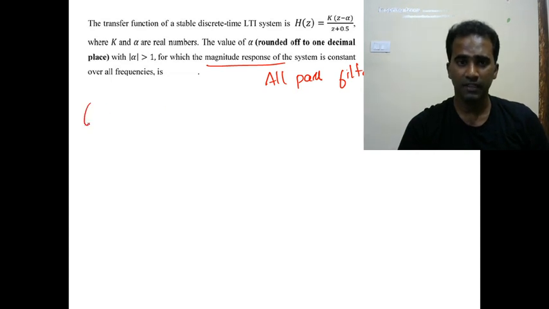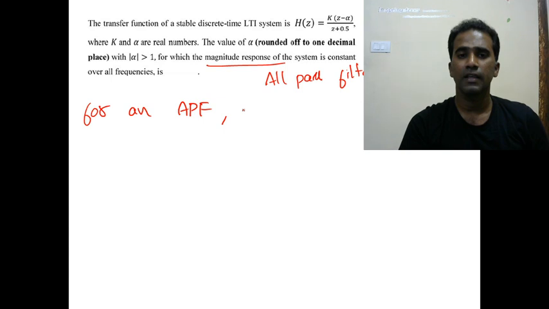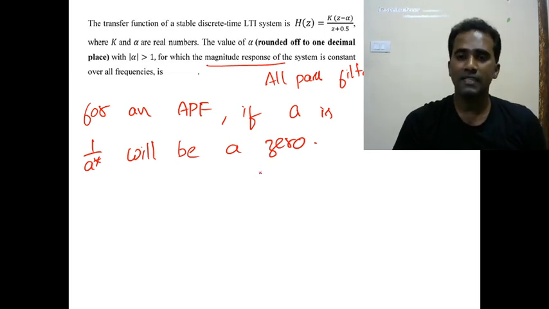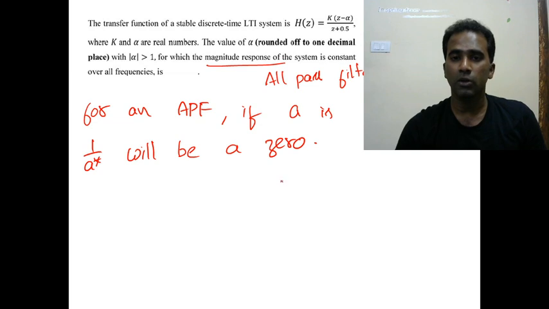And for an all pass filter, if A is a pole, then 1 by A star will be a 0. Okay, because poles and zeros will exist in conjugate reciprocal locations.